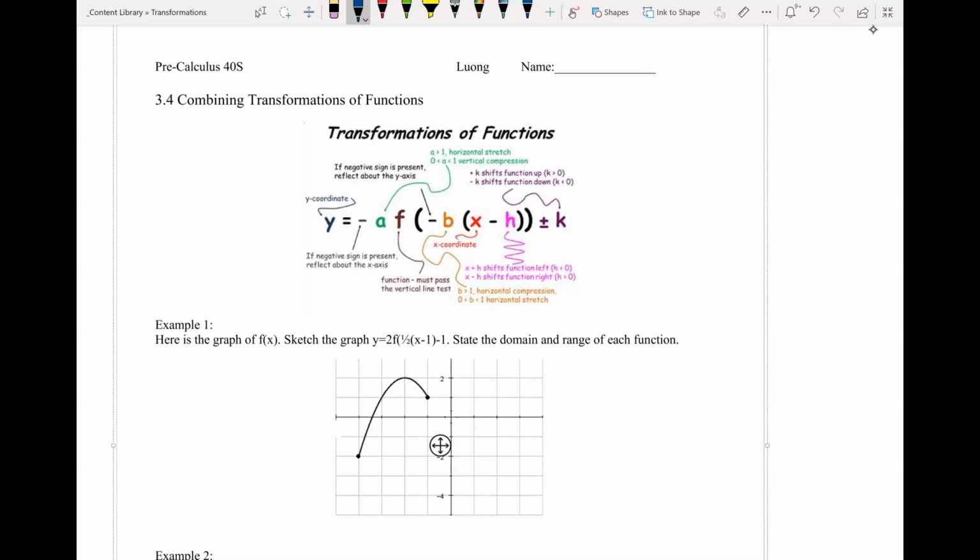In this lesson, we're going to look at all the types of transformations that we have learned so far and apply them to just one question.